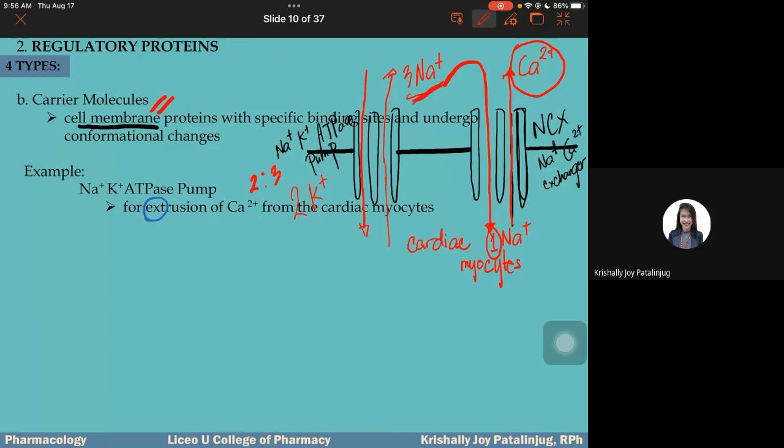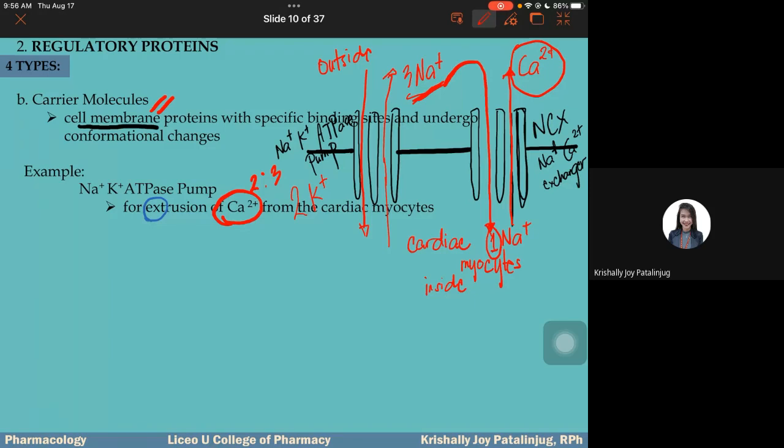So as a result, what happens? Where can you see the calcium ion? In the end, it is outside of the cell. You can observe here that the calcium ion has been extruded from the cardiac myocyte.